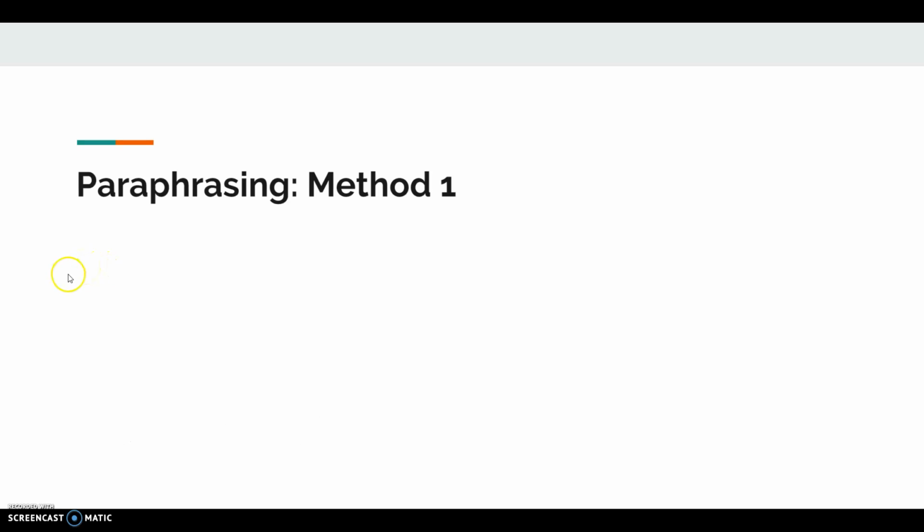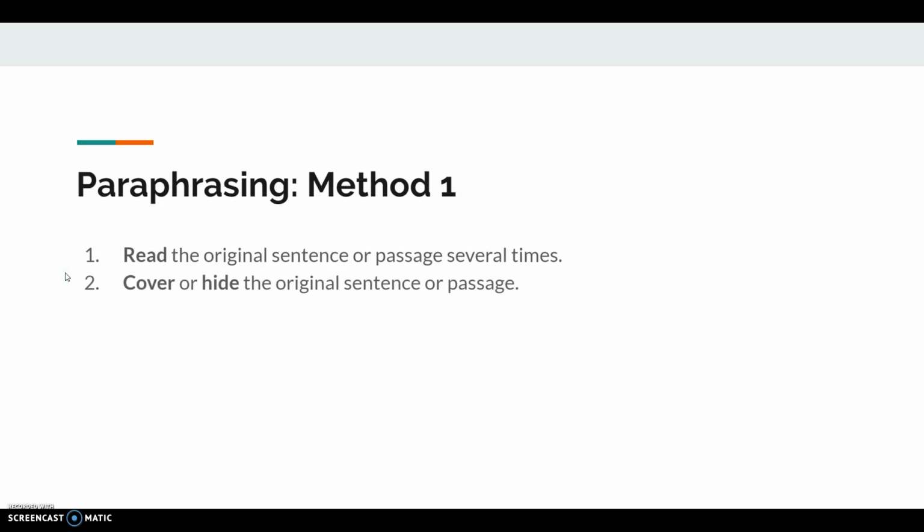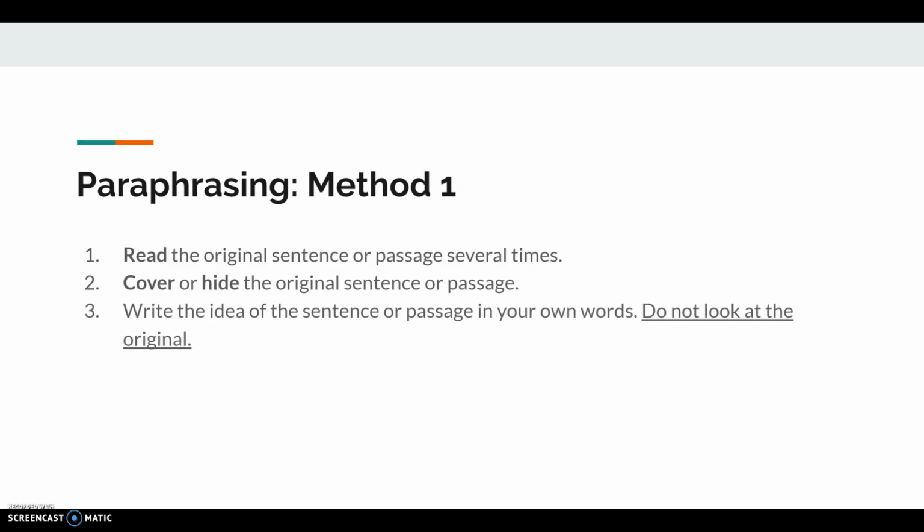For paraphrasing method 1, we'll go through 3 steps. First, you read the original sentence or the passage several times so that you understand what the sentence or the passage means. Then you cover or hide the original sentence. And then lastly, you try to write the idea of the sentence or passage in your own words. And while you're trying to write the sentence in your own words, you don't look at the original.